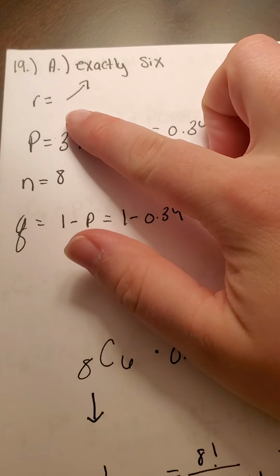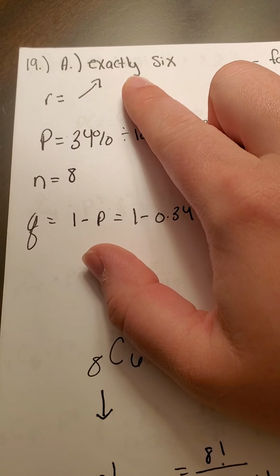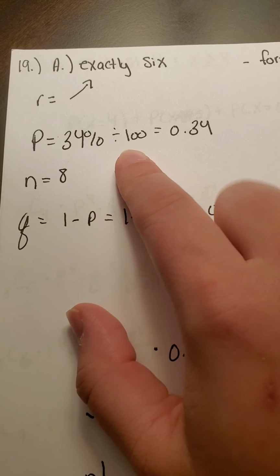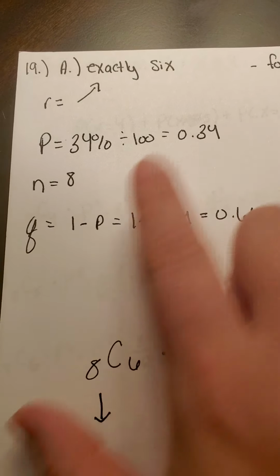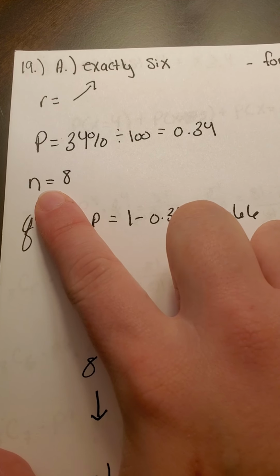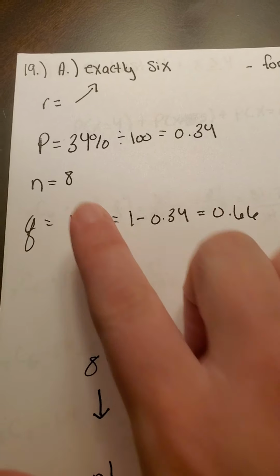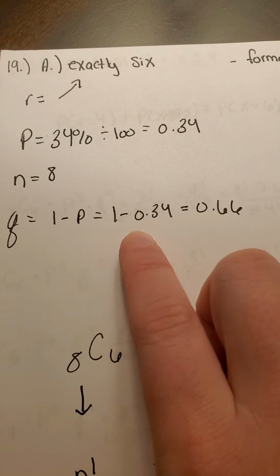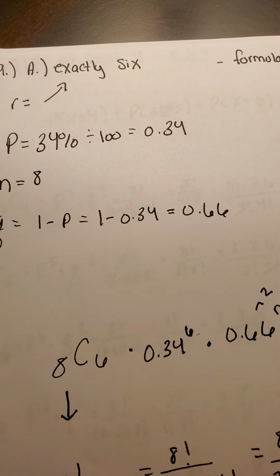We're going to go ahead and find our r, p, n, and q. Your r is going to be the 6. Your p, which is given in the question, is 34%. You're going to divide that by 100, and you're going to get 0.34. Your n is also given in the question, the 8 randomly selected, and then q is going to be 1 minus p, which is 1 minus 0.34, and you're going to get 0.66.